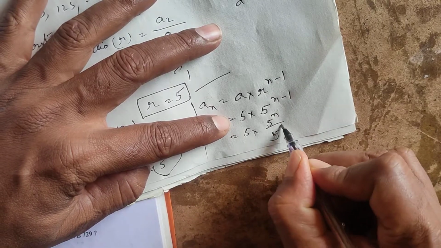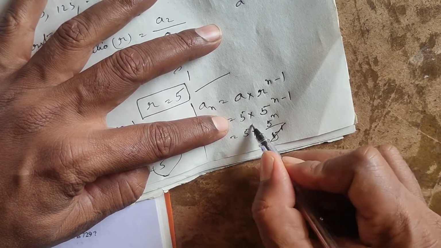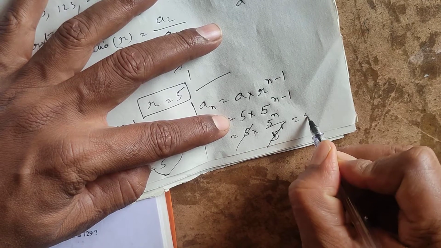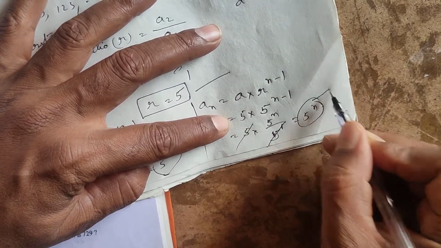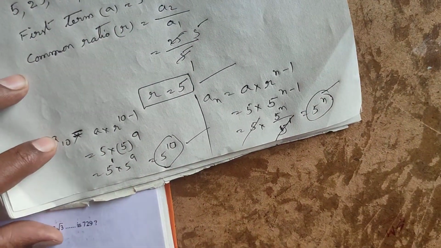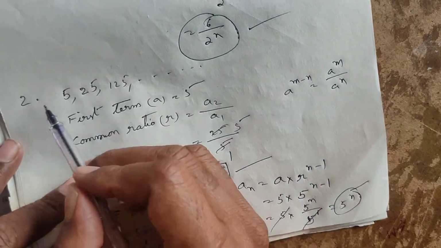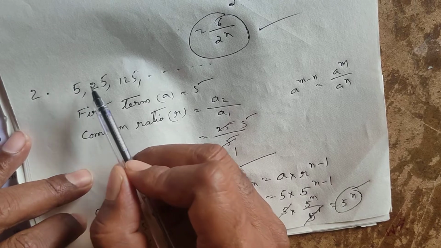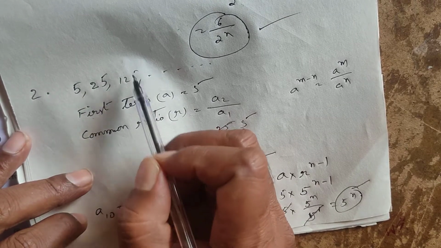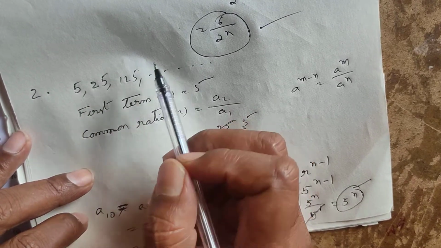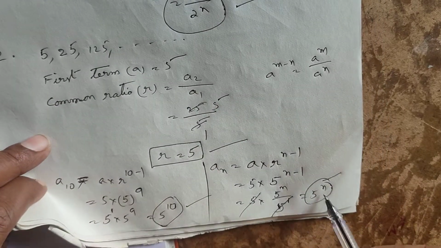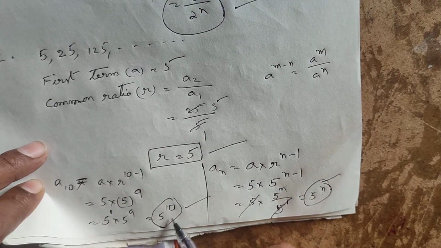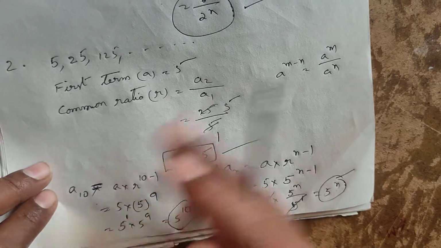5 power 1 means 5 only. 5 cancels and you have 5 to the power of n. An is 5 power n. So what he is saying is first term is 5 power 1. A1 is equal to 5 power 1. A2 is equal to 5 square. A3 is equal to 5 cube. A4 is equal to 5 power 4. Like that, An is equal to 5 power n. A10 means 5 power 10. Like this, we got it.